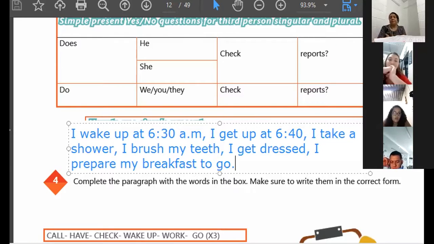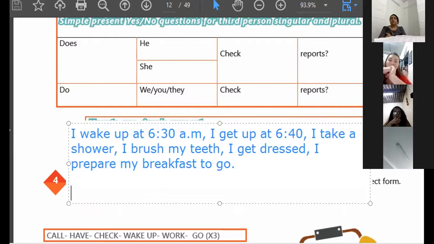Okay, do you see that usually everybody's going to ask for the things that you are used to do? So this is the way to express the things that you do every day, time after time. So it's the same at work. It's the same at work. And what is the question? The question is, what do you do?